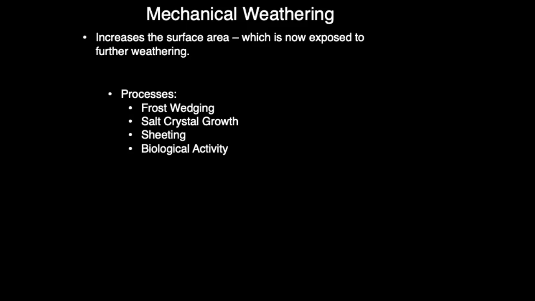All right, so in nature, there are four main processes that are mainly responsible for fragmenting this rock. Those processes are frost wedging, salt crystal growth, sheeting, and biological activity. In addition to these, the work made by erosional processes is related, although it usually is treated separately.